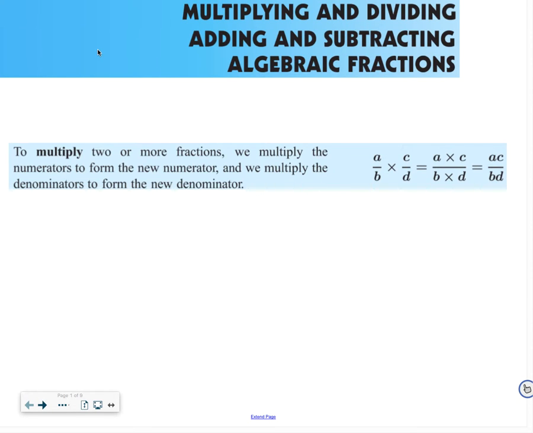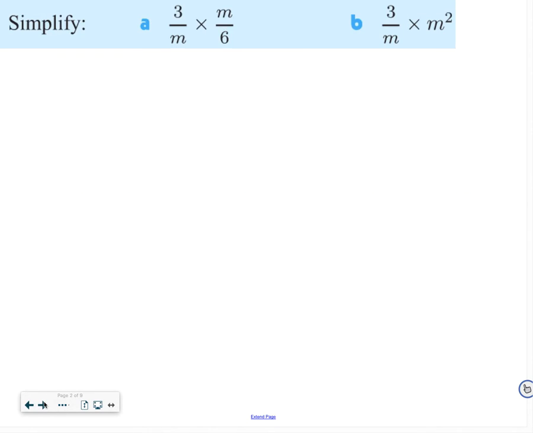All right, Mathletes, here's multiplying, dividing, adding, and subtracting algebraic fractions. Big thing when we're multiplying fractions, make sure you recognize that we have to multiply the top by the top and the bottom by the bottom. Our simplified forms should not include multiplication signs. We want to just set them adjacent to each other. That implies multiplication.